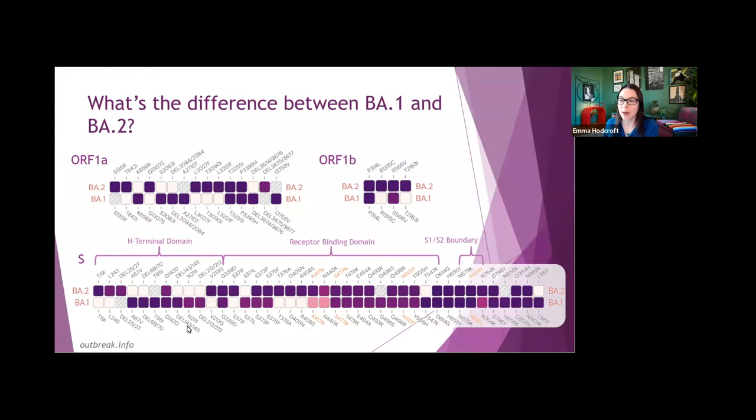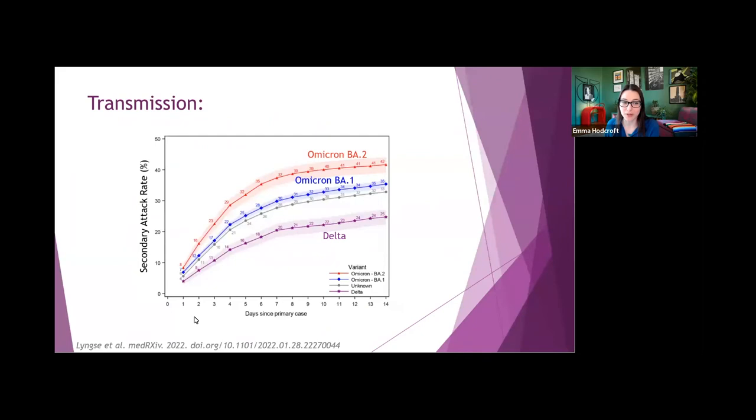But one of the first things that people started to look at, which we've already touched on a little bit, is how these variants differ both from previous variants and from each other. And there's a really nice study from Denmark that showed this well, looking at the secondary attack rate. That's essentially a measure of how many people you infect if you're infected yourself. And you can see Delta here plotted in purple, BA1 above that in blue, and BA2 above that in red.